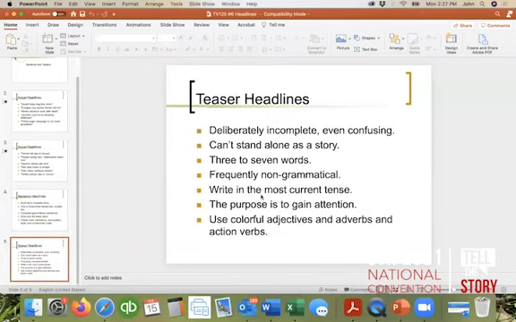Teasers are deliberately incomplete. That's the difference between a headline and a tease. With a headline, you're giving the big part of the story to get them to watch, and a teaser is enticing somebody to watch. They're deliberately incomplete, sometimes confusing. They can't stand alone as a story. They're 3 to 7 words, frequently non-grammatical, written in the most current tense. The purpose is to gain attention, and use colorful adjectives and adverbs.